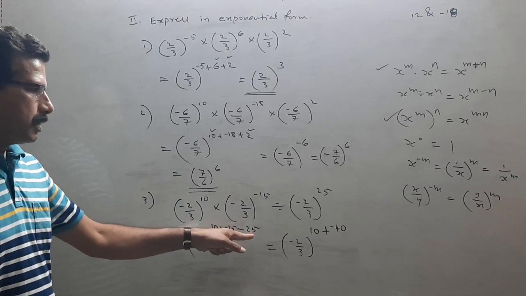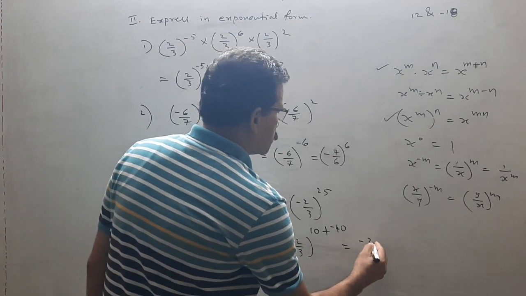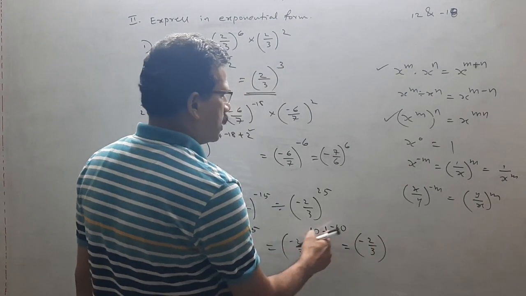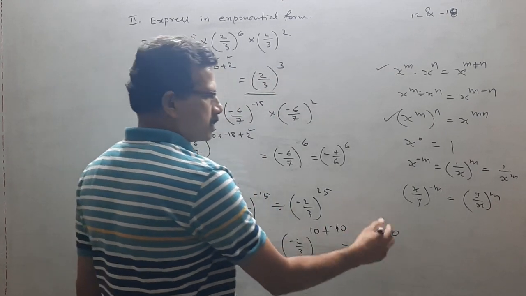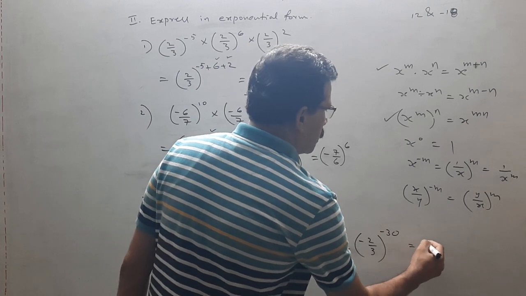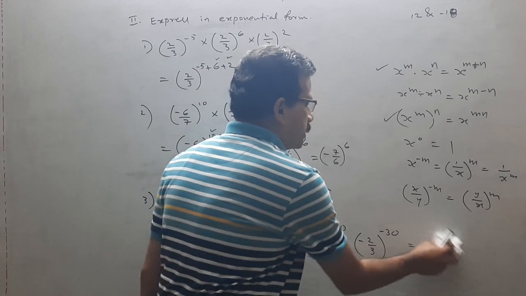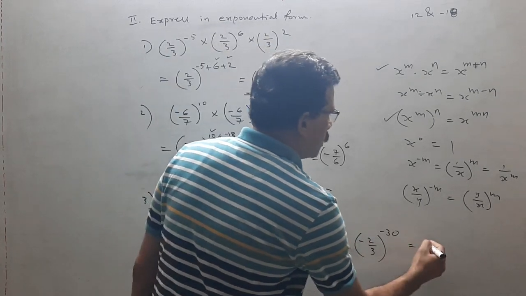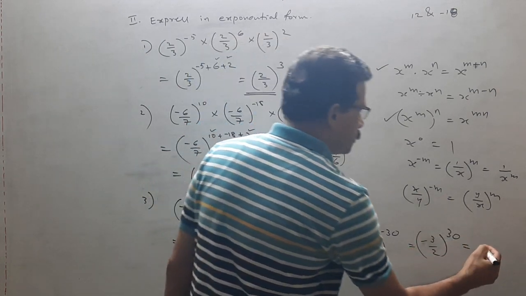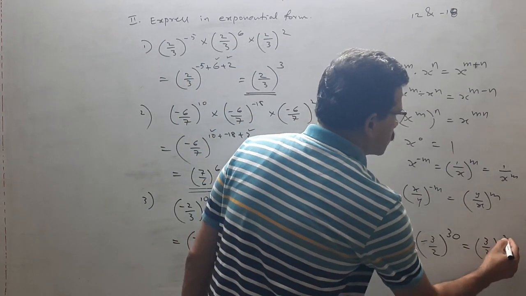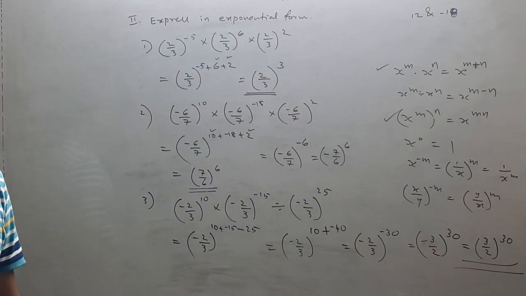Are you understanding? Minus 15 and minus 25. Minus 2 by 3 to the power 10 and minus 40 is minus 30. Now, instead of leaving it as a negative power, we can make it minus 3 by 2, the reciprocal, minus 3 by 2 to the power 30, or if you want we can leave it as 3 by 2 to the power 30. The answer is 3 by 2 to the power 30.